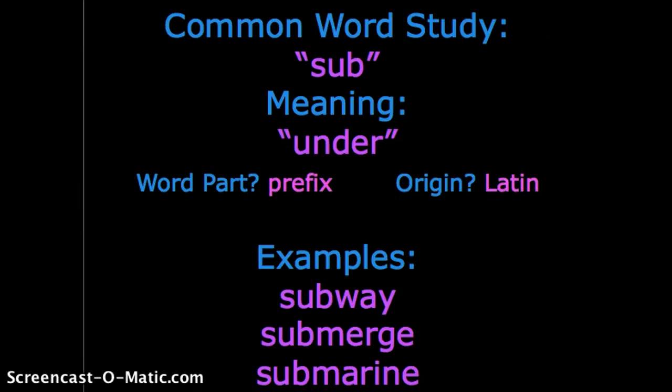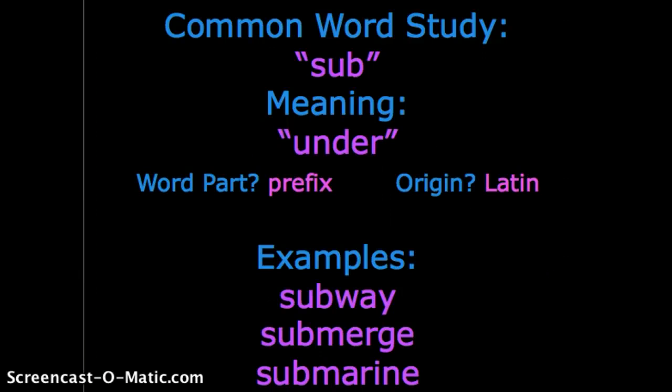Woohoo! Today we are going to look at the word part sub, S-U-B. Sub simply means under. It means under whatever it's attached to. If you remember, word parts like sub that come at the beginning of an existing word are called prefixes. So sub is a prefix. The origin of sub comes from the Latin language. And I have some great examples for you today of words that contain the prefix sub.